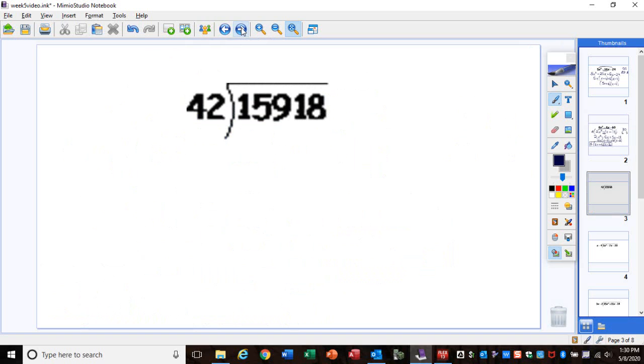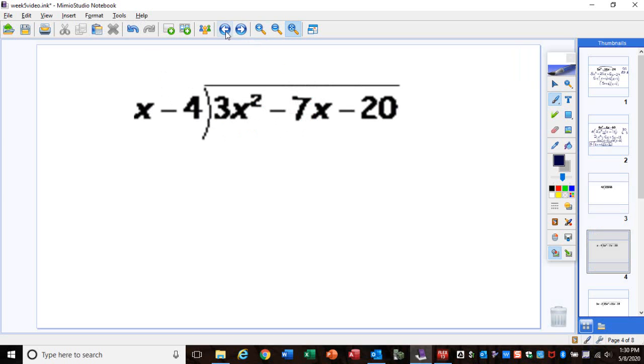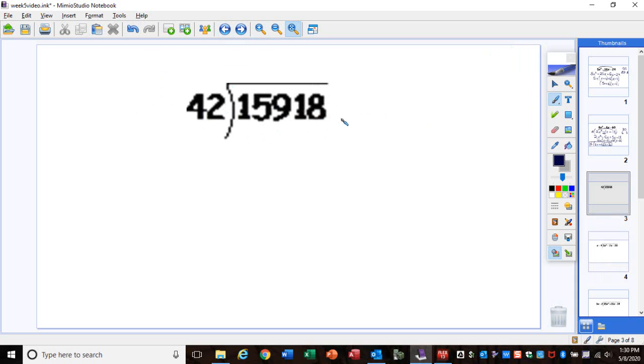Okay, let's move on. Part of this lesson today and part of Algebra 1 Honors deals with division. But before we do division, I need to remind you really quickly how to do long division, because when we do the algebra version of this, which is the next slide, it's almost the same thing. Just a quick little refresher.